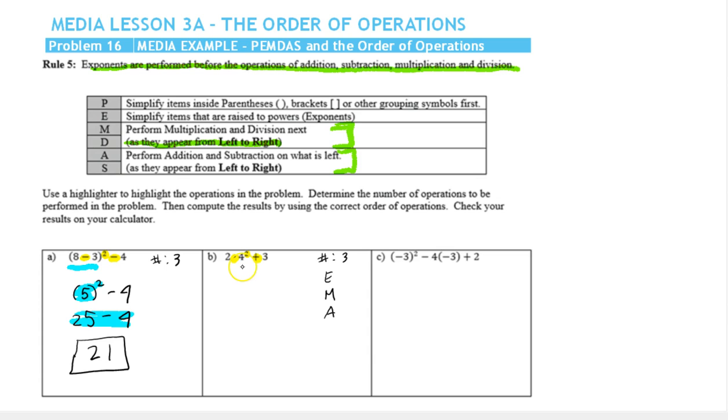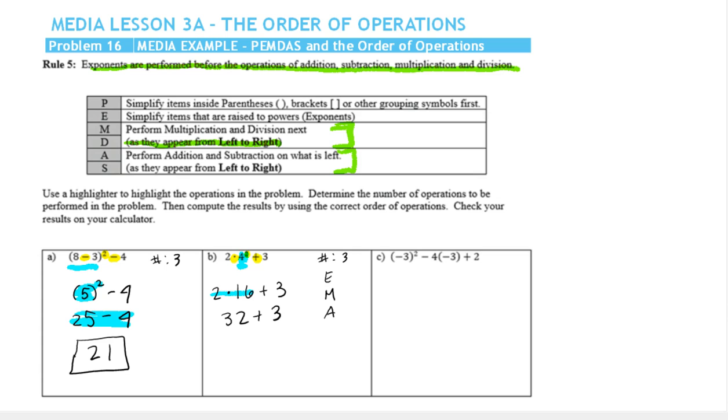So let's get our highlighter. The exponent here is the 4 squared. Well, 4 squared means 4 times 4, which is 16. Notice I copied the 2 times, replaced 4 squared with 16, copied the plus 3. Next we'll do multiplication. So we want to do 2 times 16. 2 times 16 is 32.